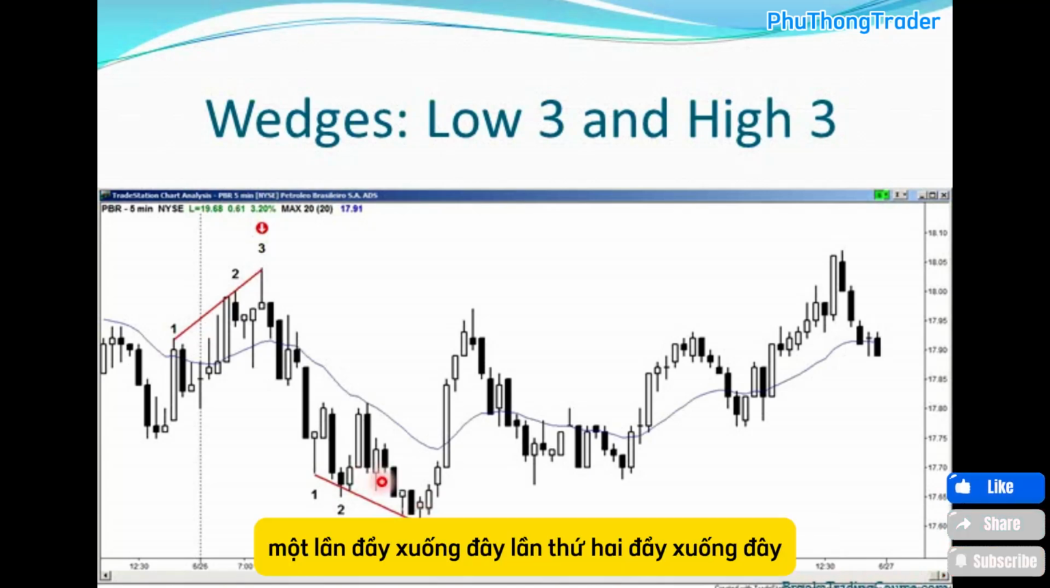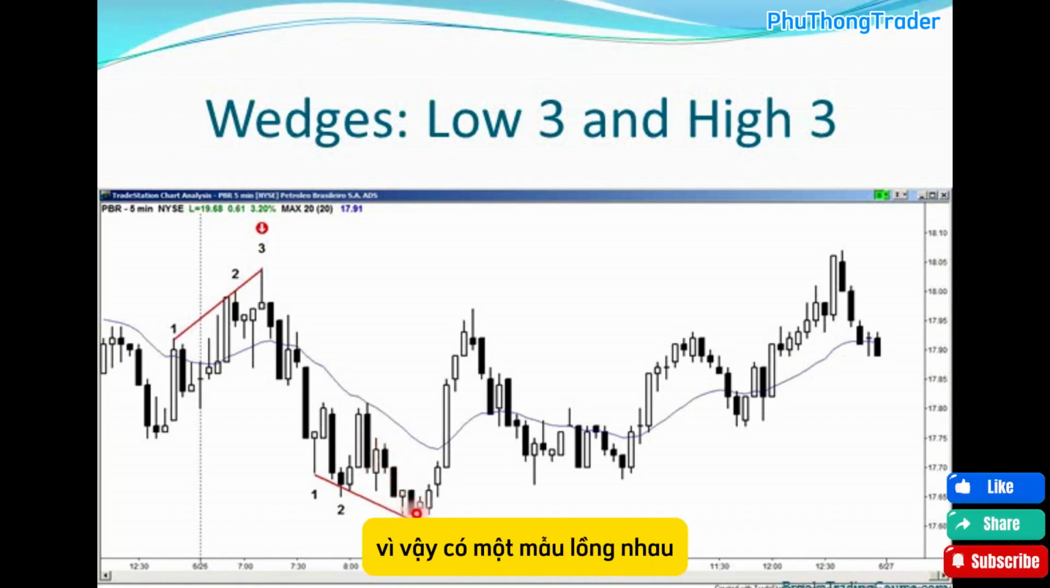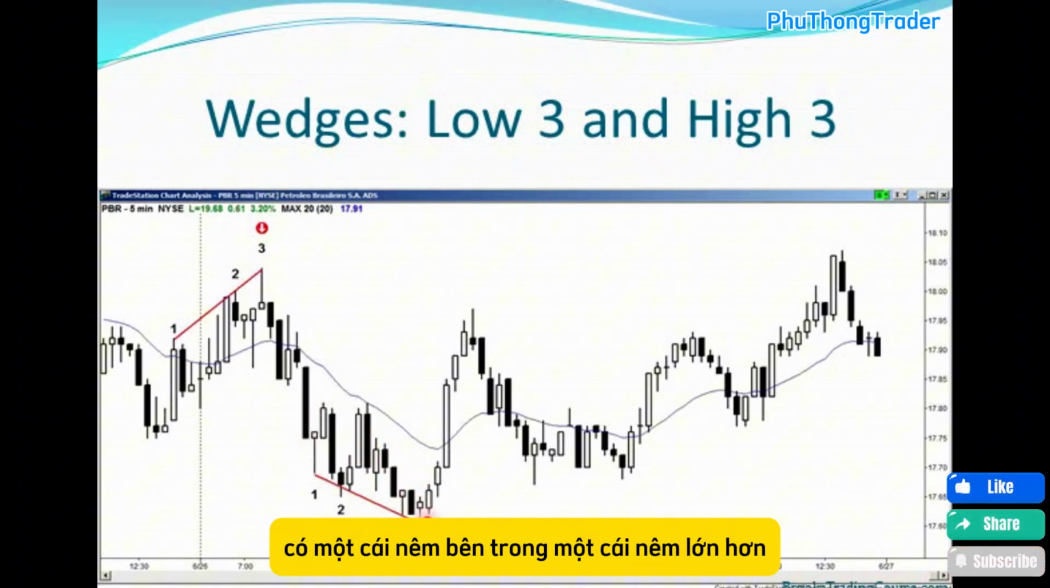One push down here, second push down here, ending with a bull bar, and then a third push down. So there's a nested pattern. There's a wedge inside of a larger wedge.